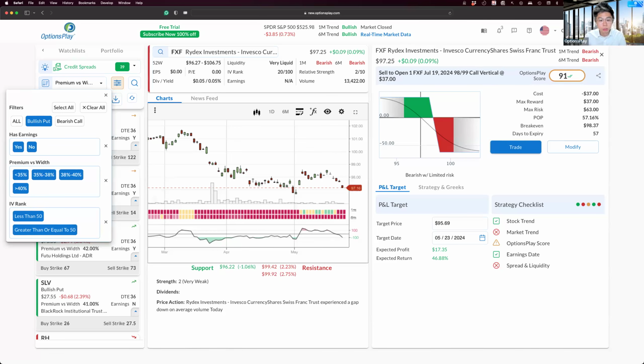Should we only select trades when the OptionsPlay score is greater than 100? No, not necessarily. Anything that's at least 80 is sufficient for selling credit spreads. You just want to avoid anything that's less than 80 for selling credit spreads.